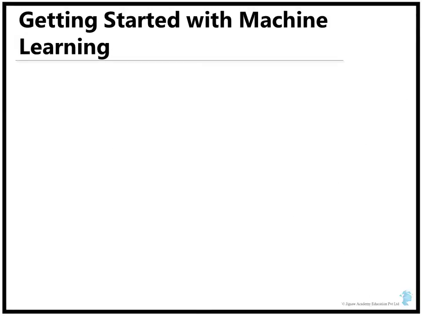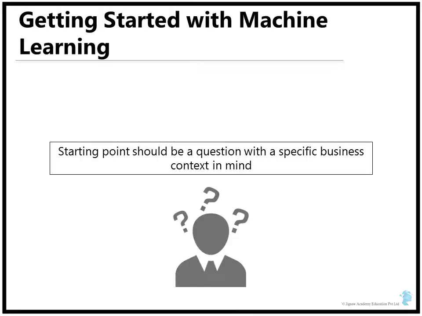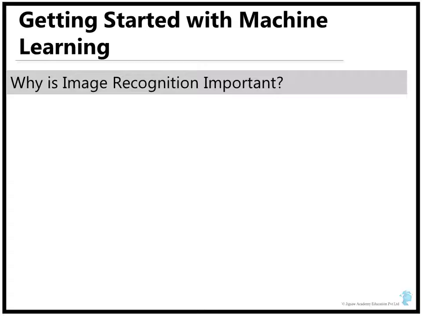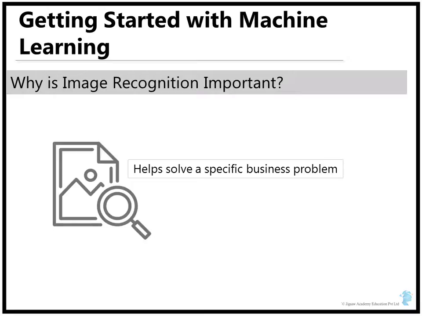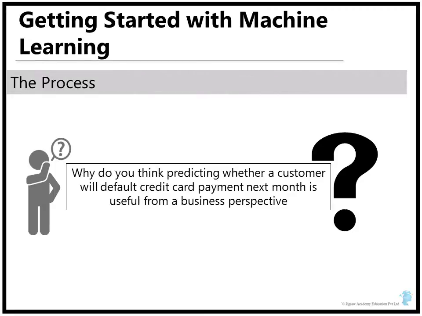So where and how do we get started with machine learning? The starting point we always advise is a question with a specific business context in mind. Why is image recognition important? It's not because it's cool to do. It's because image recognition helps solve a business problem. Why do you think predicting whether a customer will default on his credit card payment is useful from the business perspective? That's the crux of starting with machine learning.